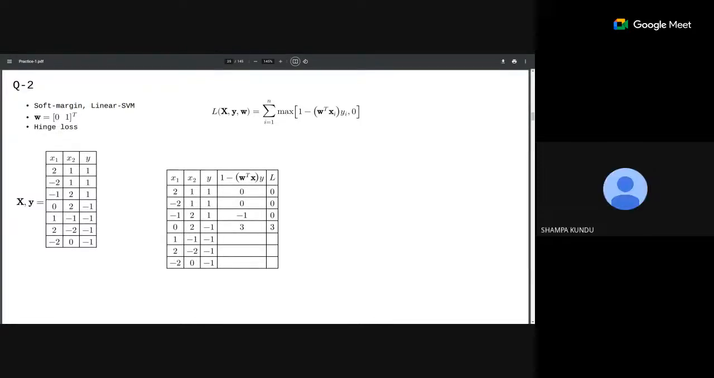X means x1 and x2, right? Yes, correct. So is this correct or wrong? I have written 3, 3. I think it's correct. Actually, it's 1 plus 2, so yeah, it's 3. So let's just do this part alone. W transpose X is what? W is 0, so 0 into 0 plus 2 into 1, right? So W transpose X is going to be 2 into Y, that is -1. So W transpose X Y will be -2. So 1 minus -2, you get 3, and max of 3 comma 0 is 3. That's how we get this.